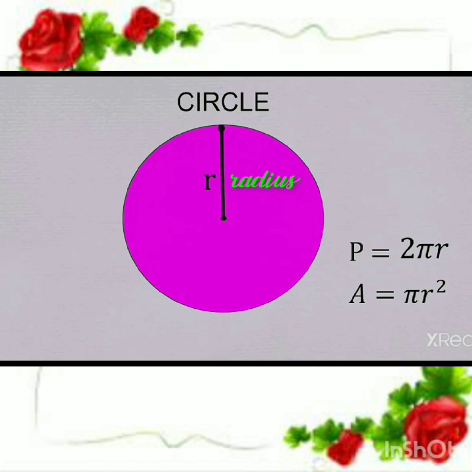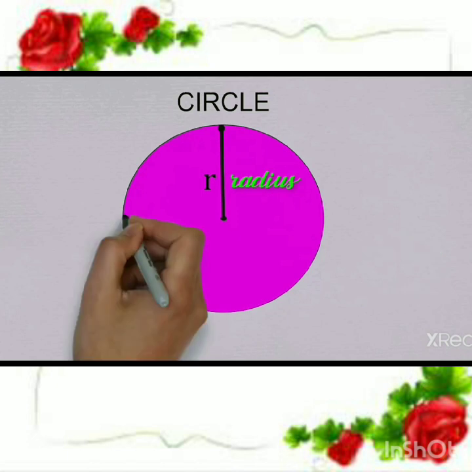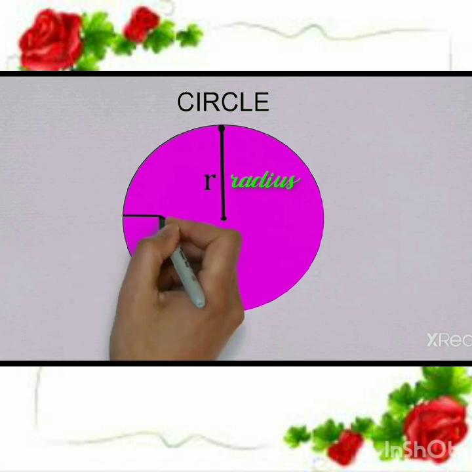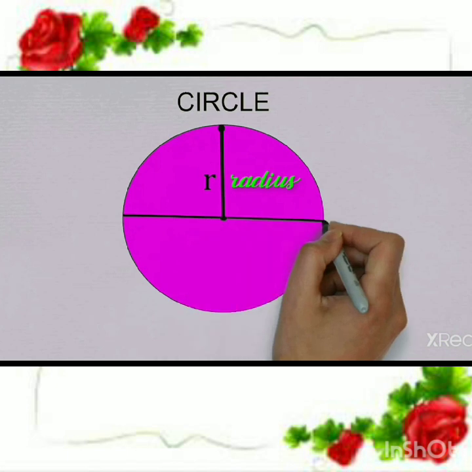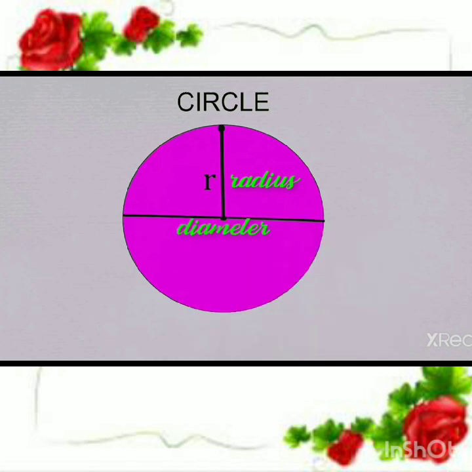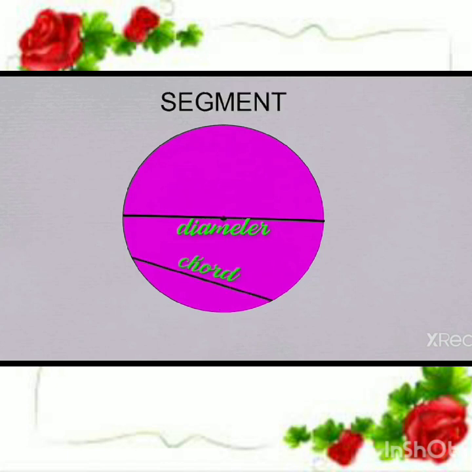The line segment joining any two points of the circle which passes through the center is called its diameter. A diameter divides a circle into two equal parts. A circle has infinite number of diameters. The line segment joining any two points on a circle is called chord. The longest chord of the circle is its diameter.